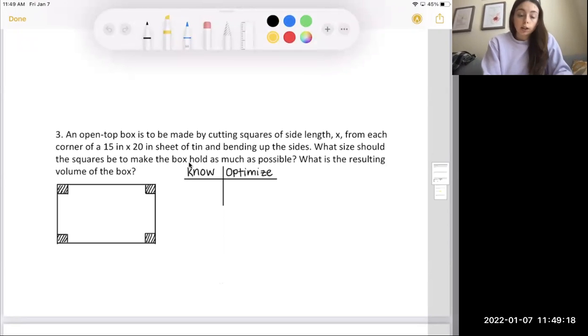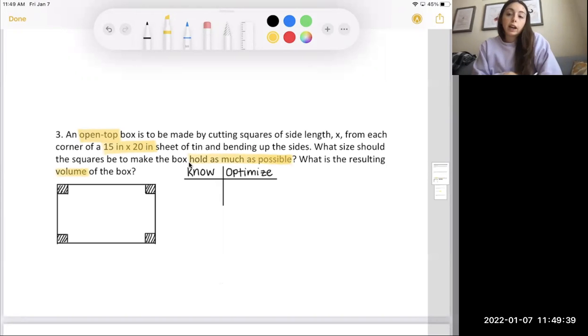So a couple important things I noticed. One is that the box is an open top, so it doesn't have a lid. And it's a 15 by 20-inch sheet of tin. And we want the box to hold as much as possible, and we want to find the resulting volume.